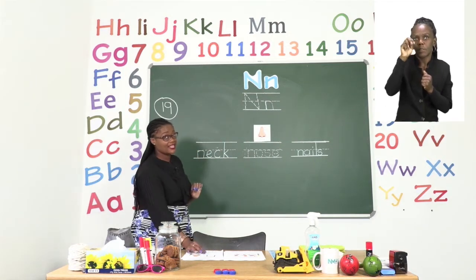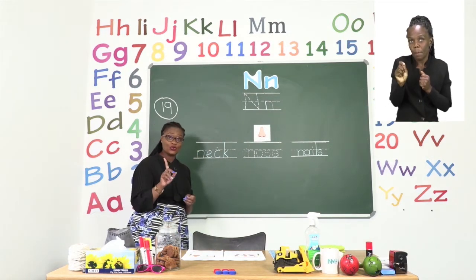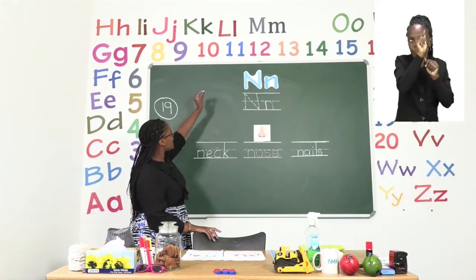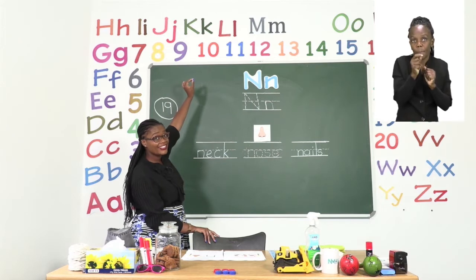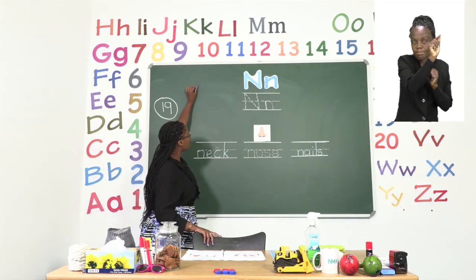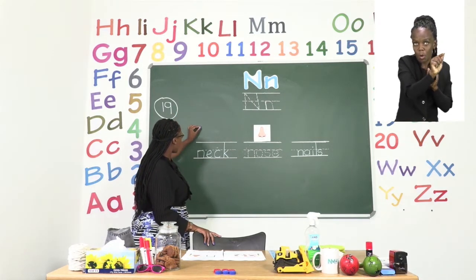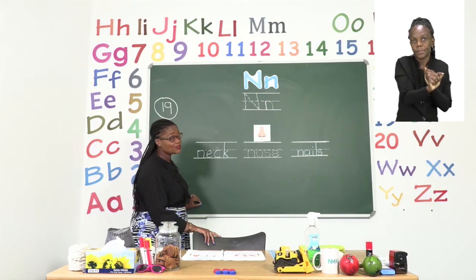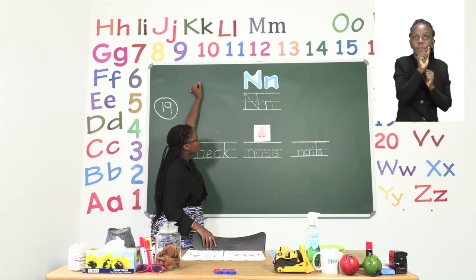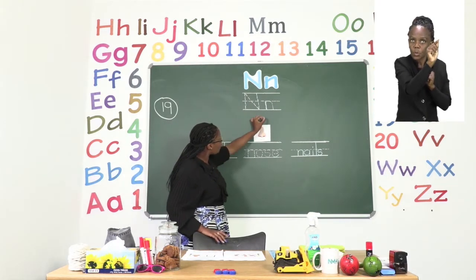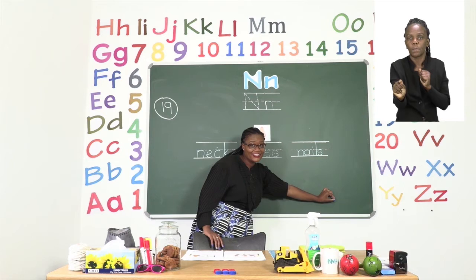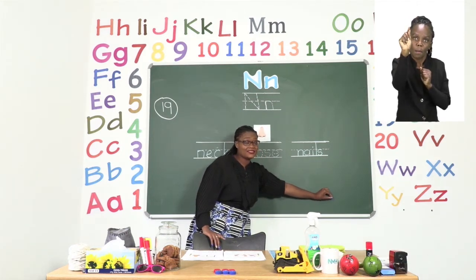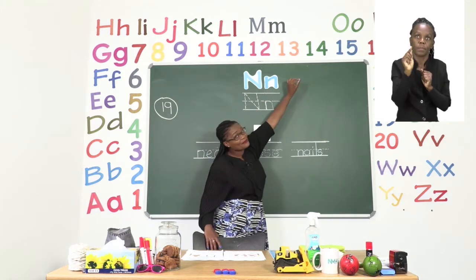Now I want you to take your pencil and I want you to trace on the one that is not dotted. You're going to take your pencil. Very good. You're going to start at the top and go down. Then you're going to connect the two where you started before and go across. Very good. And afterwards, you do not lift up your pencil and go up.